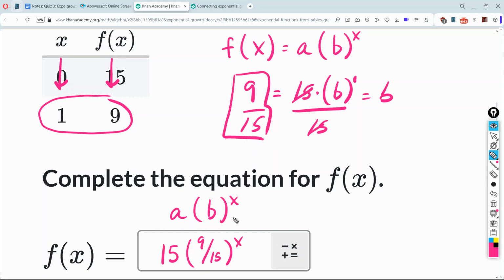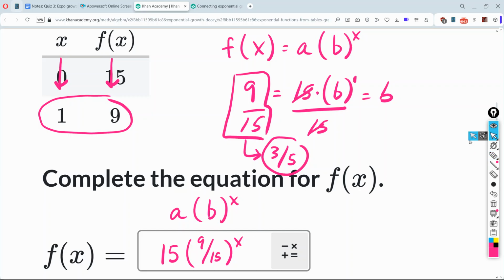I don't think they make you reduce this fraction. In case they do, top and bottom divided by 3. 9 divided by 3 is 3. 15 divided by 3 is 5. So you could reduce it. I don't think they're going to make us do that, though.